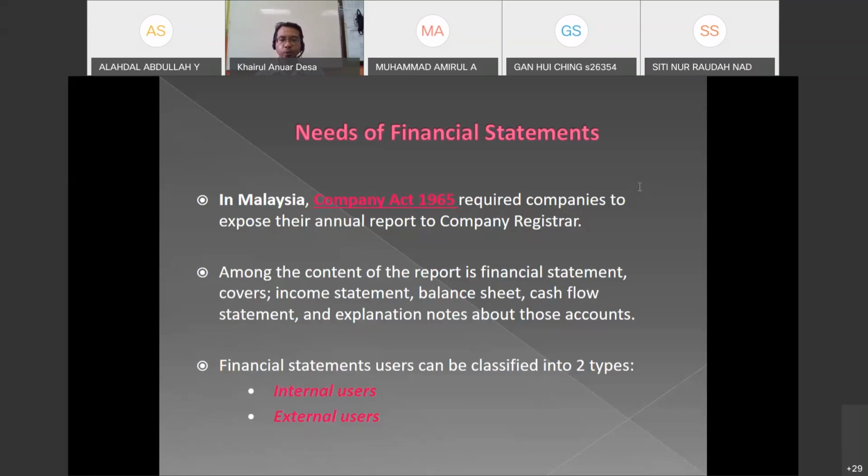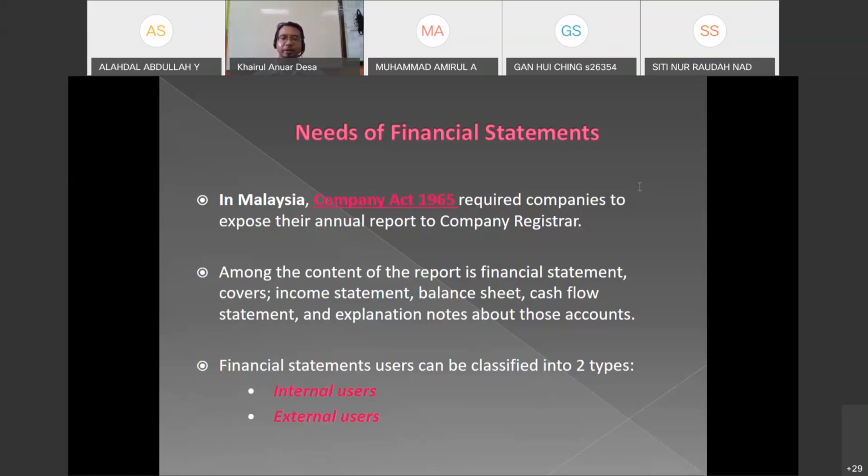Okay, the next is who are the external users of the company. Okay, bank, customer of the company. Good. Yes, potential investor. Mereka yang masih belum melabur di dalam syarikat ini juga ingin melihat laporan kewangan syarikat ini. The earlier one was existing investor, now is potential investor.